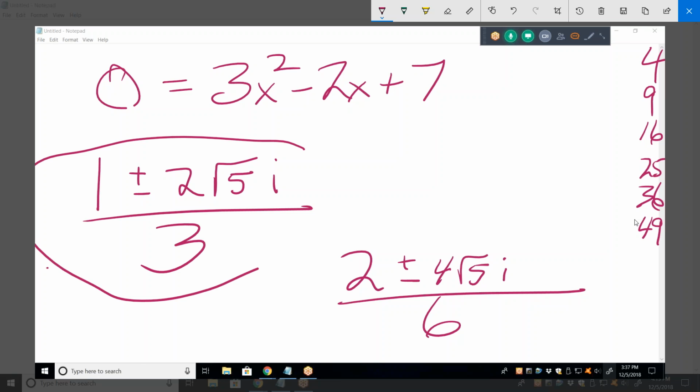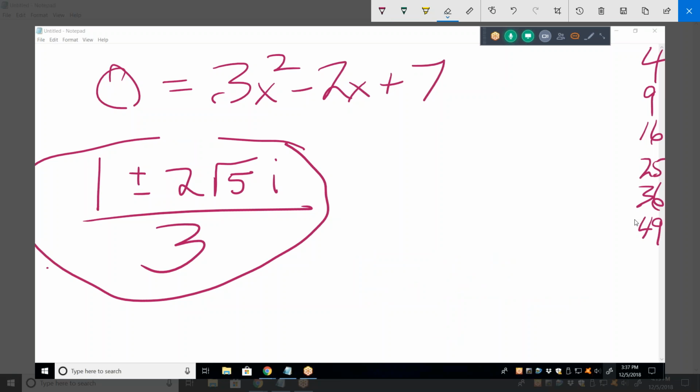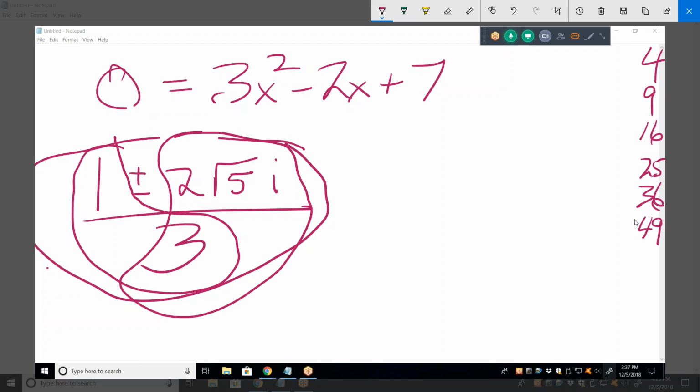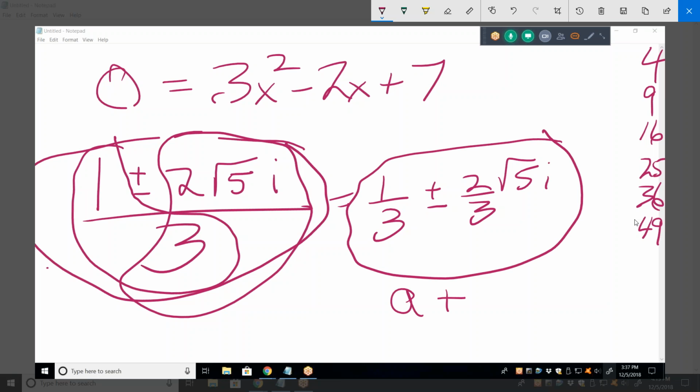There's an answer. You see how I got to that from the lower right? Okay. However, here's the situation where this is not in a plus bi format. So that's not usually the way you present the answer. What you're going to do is divide it into 2 fractions. You got that part of it, and then you got this part of it. And what that gives you is 1/3 plus or minus 2/3 root 5 i. And notice that that is in perfect a plus bi format. a is 1/3, b is 2/3 root 5, and then I've got my i.